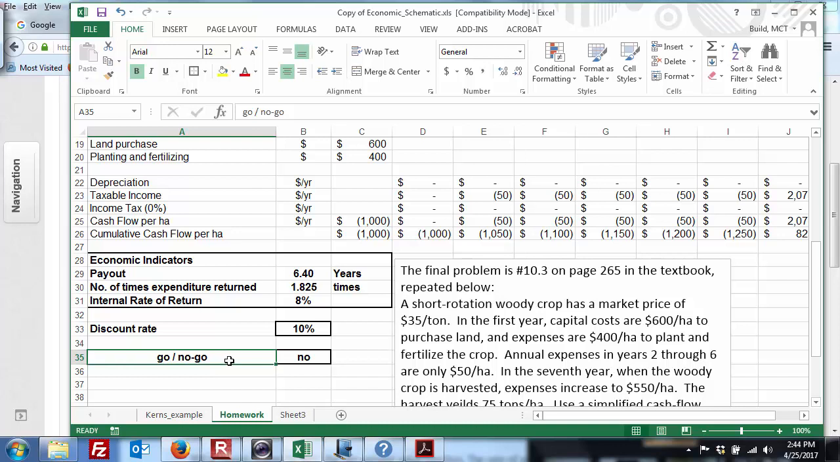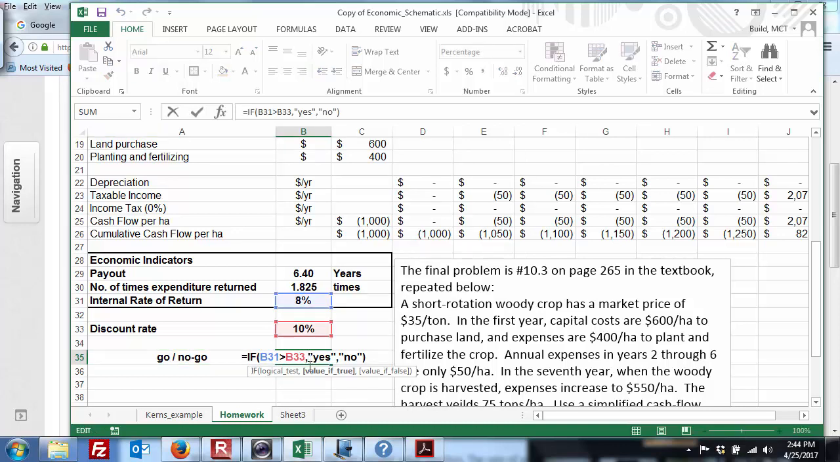And here's my go, no-go logic. So if the IRR is greater than the discount rate, then yes. If not, then no. In this case, it's a no-go. Don't do it. You lose money. Just go put it in the bank instead.